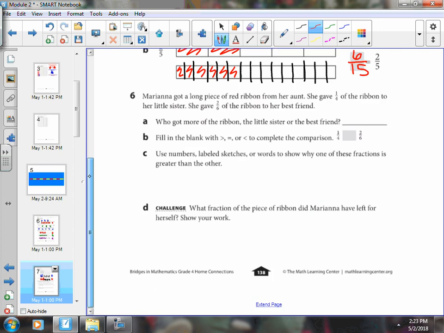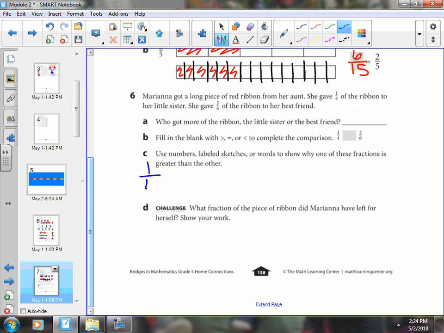Okay, moving on. Mariana got a long piece of red ribbon from her aunt. She gave 1/4 to her little sister and 2/6 to her best friend. Who got more, the little sister or the best friend? Remember, if the denominators are not the same, make them the same. And I'm going to do that down here.